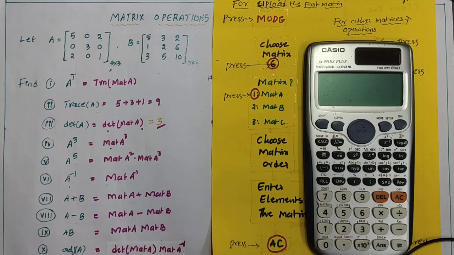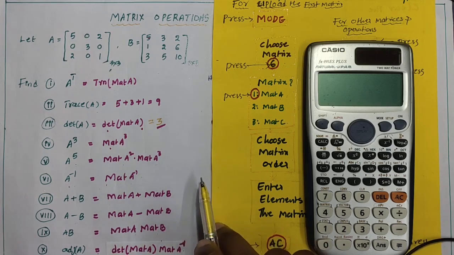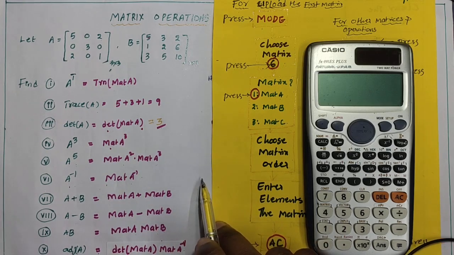We know that A inverse equals 1 by determinant of A into adjoint of A. So adjoint of A equals det A into A inverse. According to that principle, I wrote adjoint of A equals det of mat A into mat A inverse. First, all of you watch this video carefully and practice these problems along with me, then you can understand more easily.